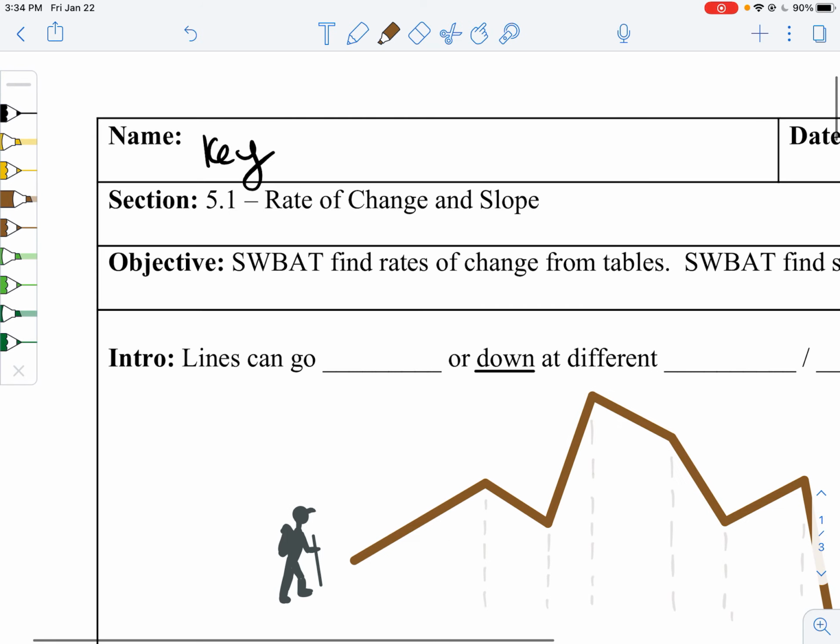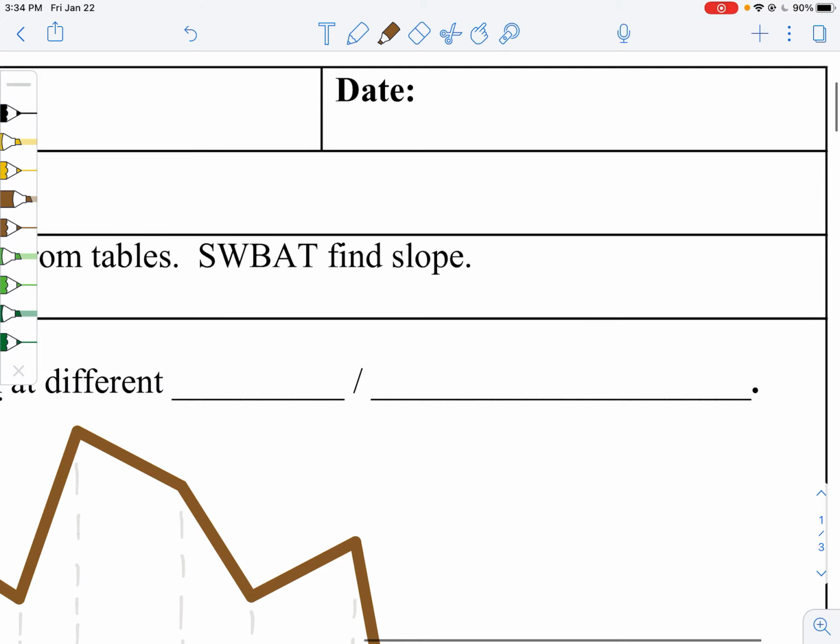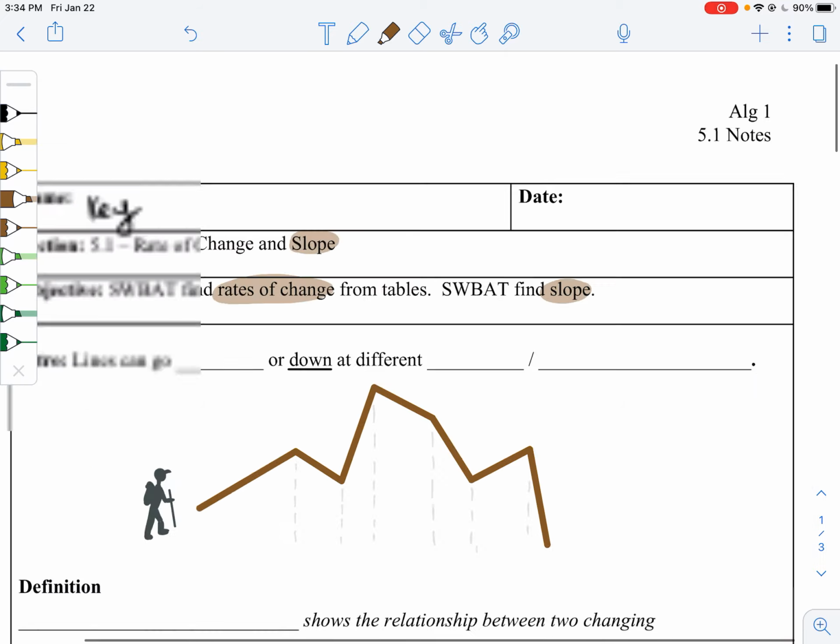Hey guys, welcome to your 5.1 notes on rate of change and slope. Guess what? They mean the same thing. By the end of the day, you will be able to find rate of change from a table. You will also be able to find slope because they're the same thing.